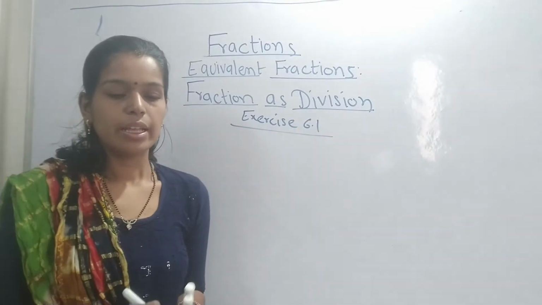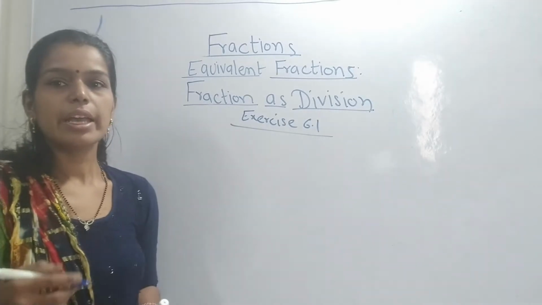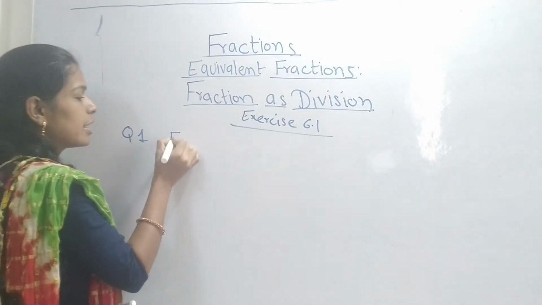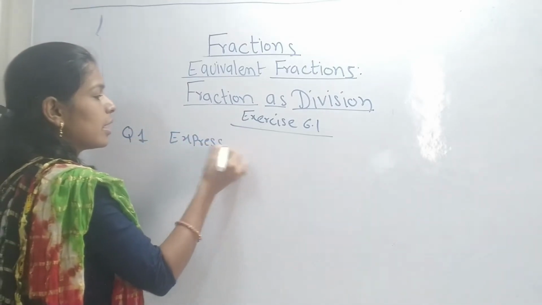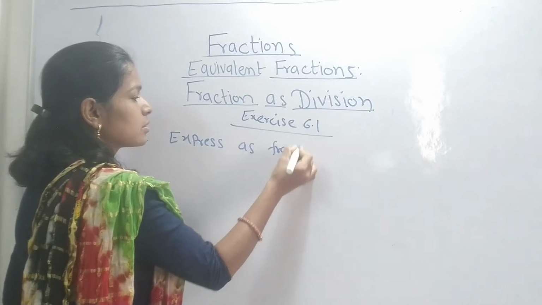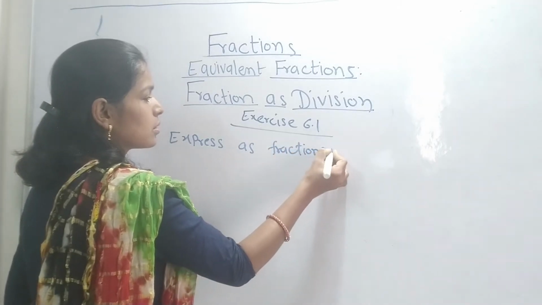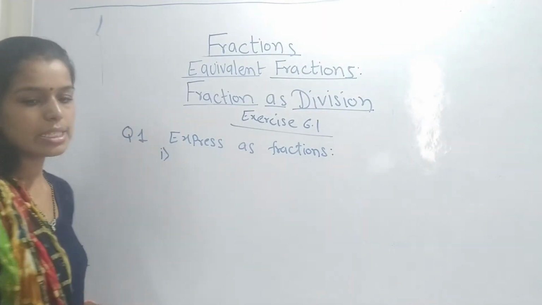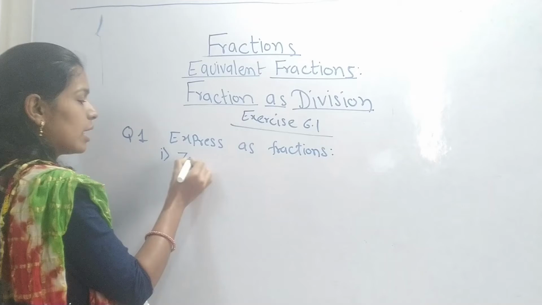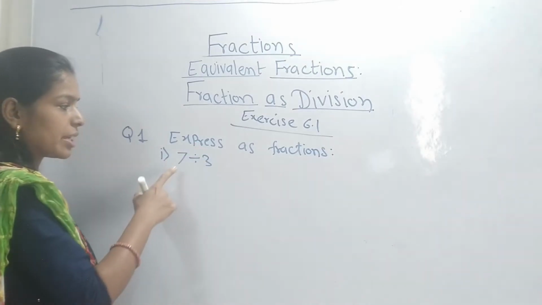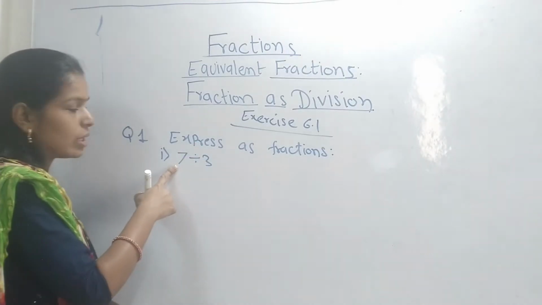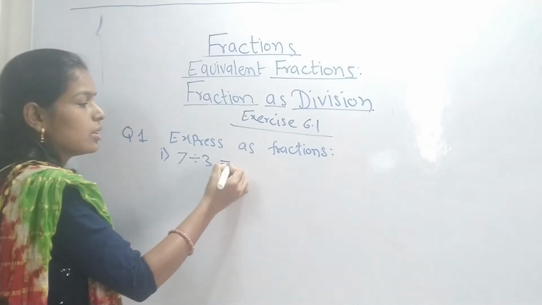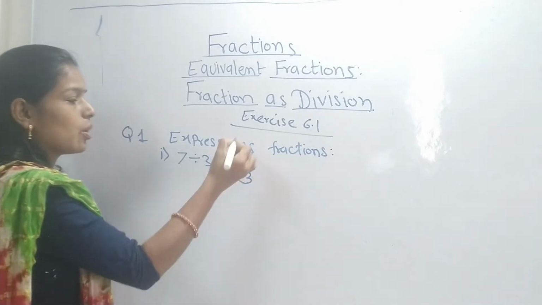Exercise 6.1. In the first question, you are given: express as fractions. Question number 1. The number given to you is 7 divided by 3. I have told you, you have to write it as a fraction. The dividend will go in the numerator and the divisor will go in the denominator. So it is equal to 7 upon 3.